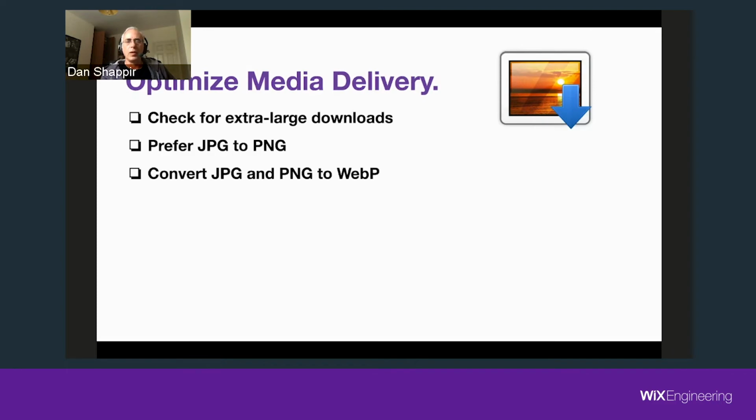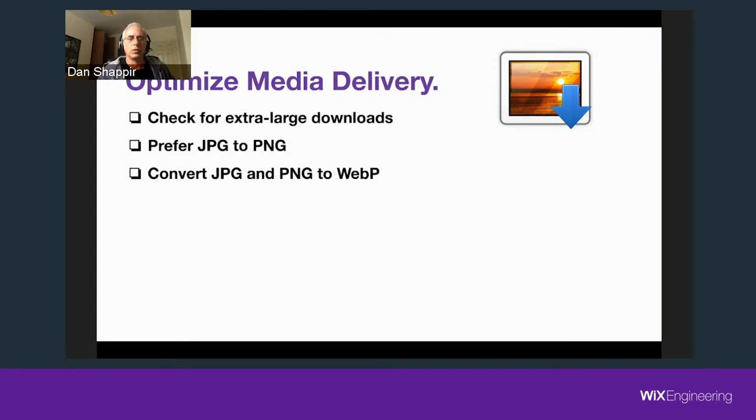Convert JPEGs and PNGs to WebP. That will improve the delivery, reduce the download size by 50, 60, sometimes even 80%. WebP, for those of you who don't know, is a newer image protocol created by Google. It's supported almost everywhere with the exception more or less of Safari. Hopefully Safari will support it eventually as well.